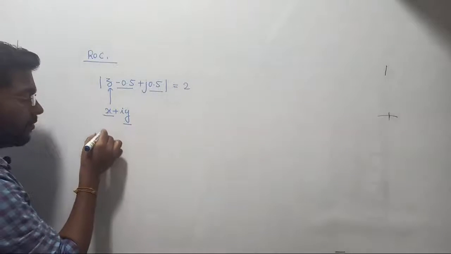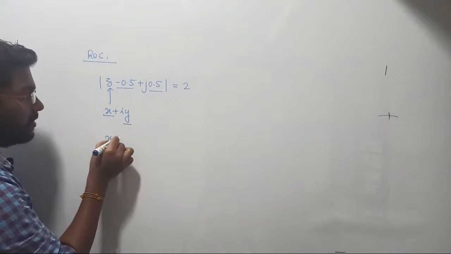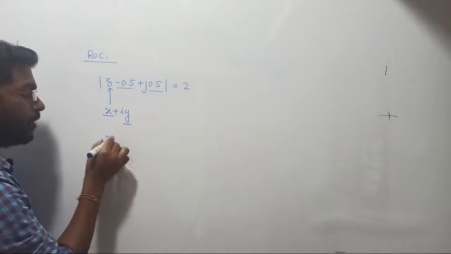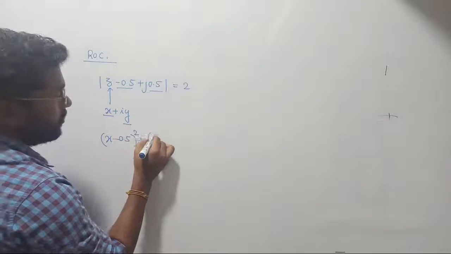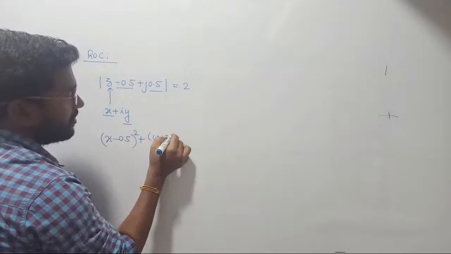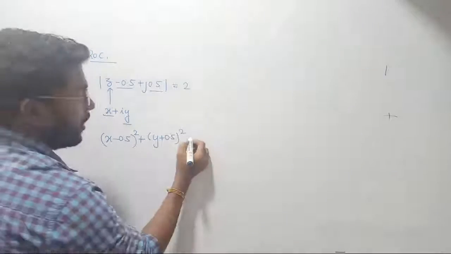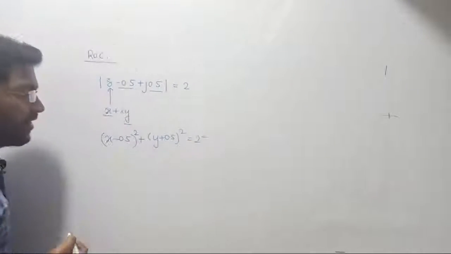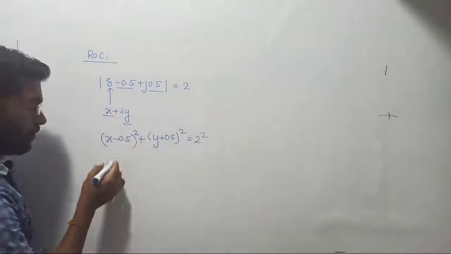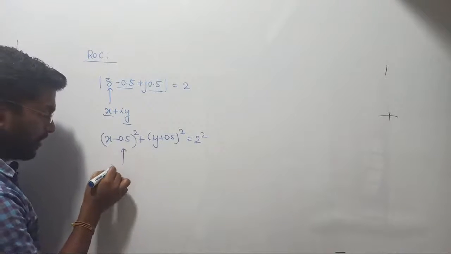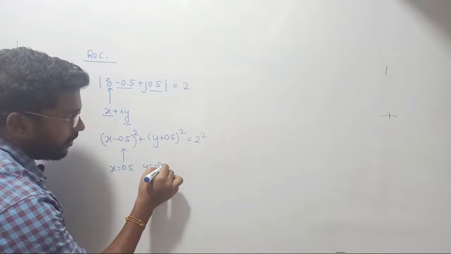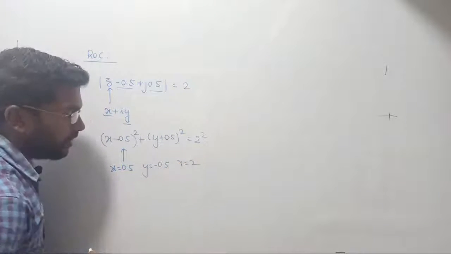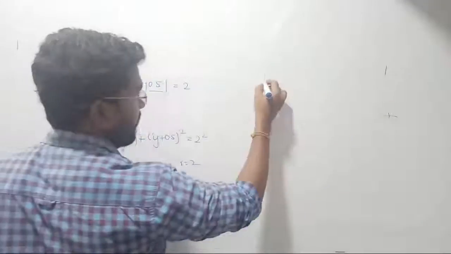So how will you define the function? It can be written as x minus 0.5 whole square plus y plus 0.5, I'm just considering magnitude, whole square equal to 2 square. Can we write like this exactly? Directly we can write it, right? So from this, what about the center point? x equal to 0.5 exactly, y is equal to minus 0.5 exactly, r equal to 2. Do you all agree with me? Yes. Shall we draw?